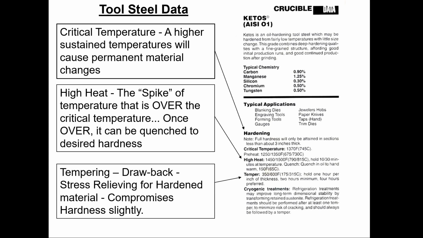But then, just before we harden, we're going to high heat. We're going to go 1450 to 1500. We're going to take it just over the critical temperature and hold it there for 10 to 30 minutes, 10 being if it's a very small part, 30 minutes if it's a bigger part, and then we're going to quench in oil until it's hand warm.